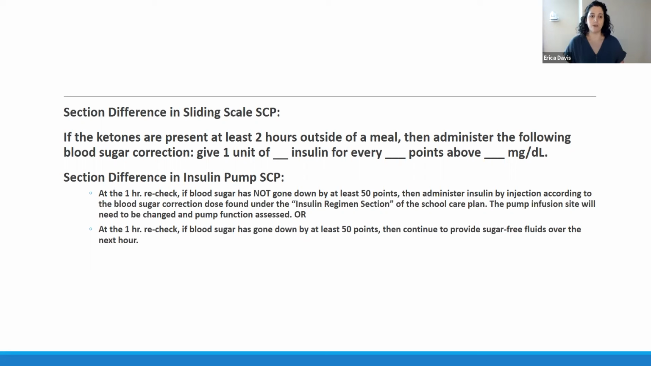Of course, if at the 1 hour recheck that blood sugar has gone down by at least 50 points, we're going to assume that the set's working. We can continue to use that insulin pump to manage those ketones, continue to provide our sugar-free fluids, and do that normal 2 hour recheck after that first correction dose.